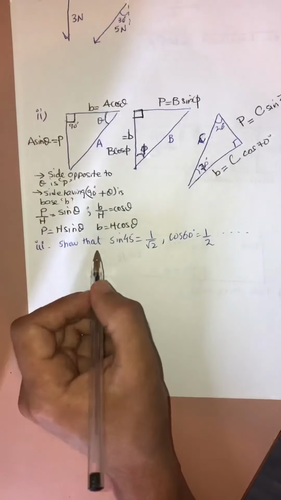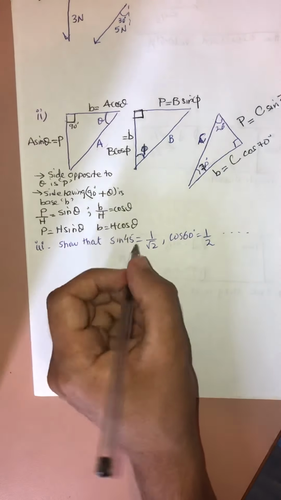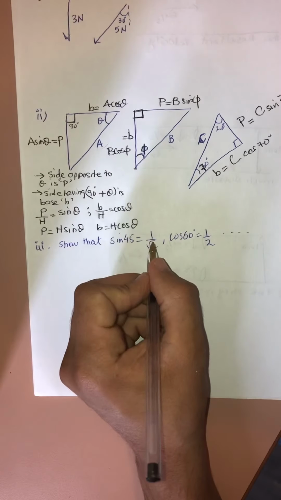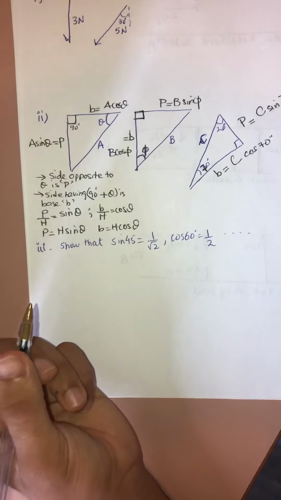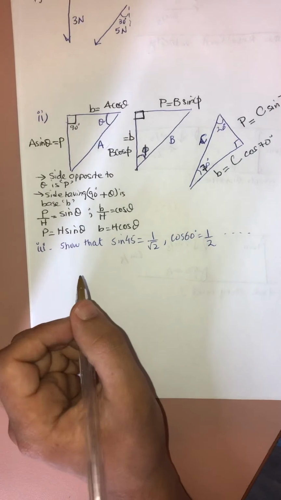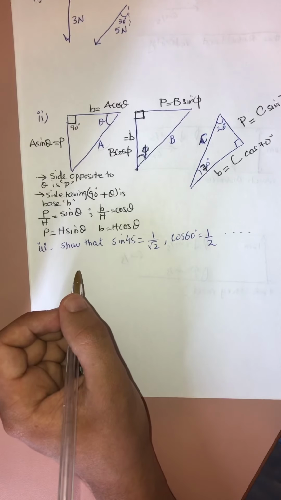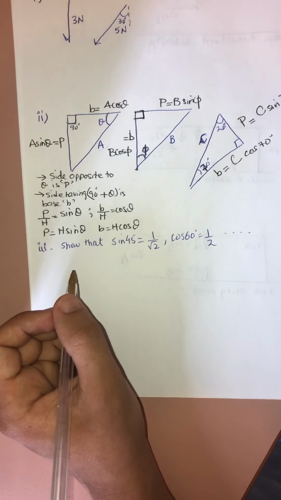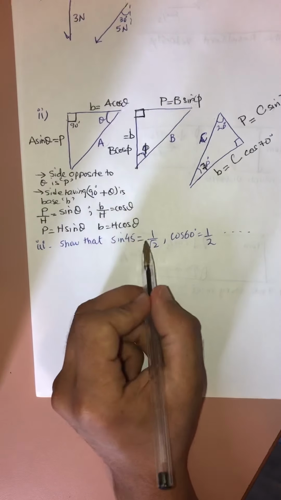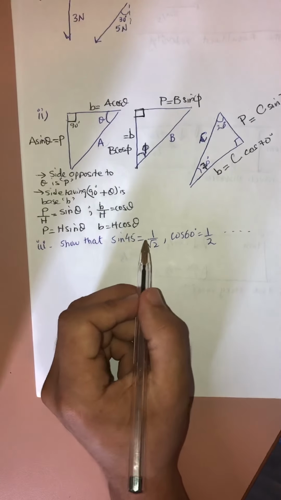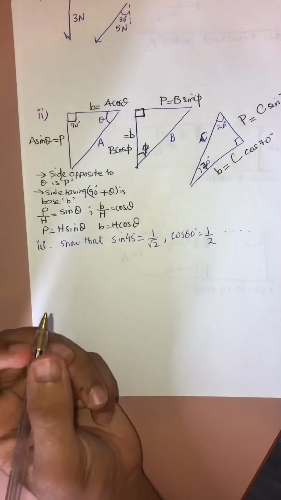Now, the other thing that usually bothers people a lot is why we have sin 45 as 1 over under root 2 and cos 60 as 1 over 2. We do have to memorize it, but there is a way. I will not say it's a trick, but it's mathematically how to measure that sin 45 is 1 over under root 2 and cos 60 is 1 over 2. You know how to find these.